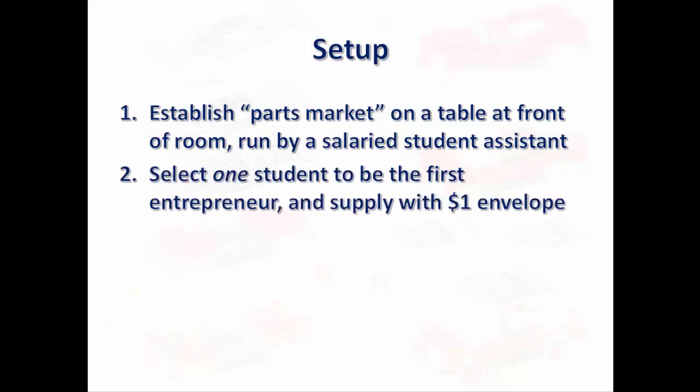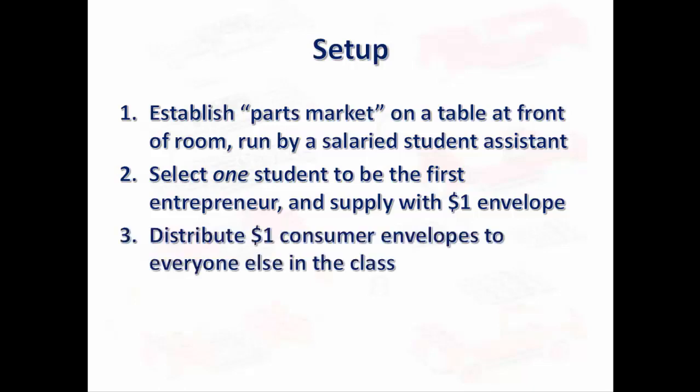Once you've got the parts market set up and your student assistant in place, you select one student to be the first entrepreneur and supply that student with an envelope containing $1. Every other student will be a consumer, and they will each get an envelope containing $1 to use in purchasing a car. Okay, so every student is set up with his or her envelope. One's a student assistant, one's an entrepreneur, going to buy parts and sell cars. Everyone else is a consumer, going to attempt to purchase a car.